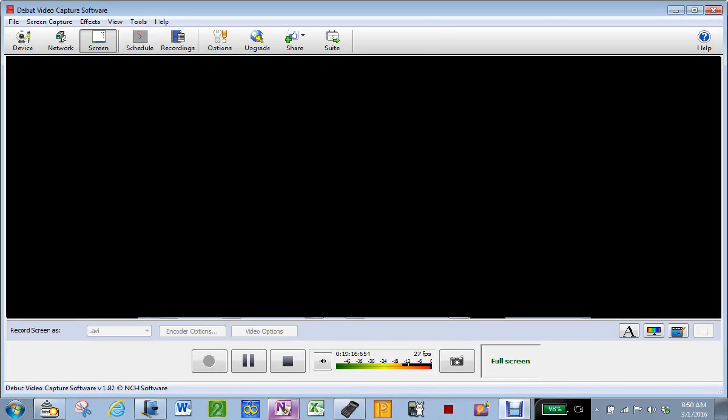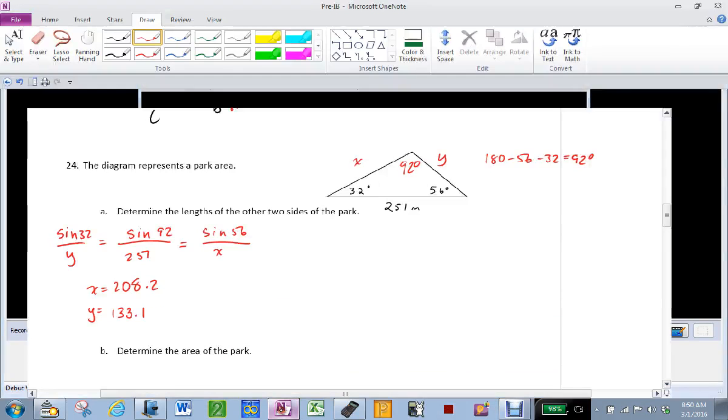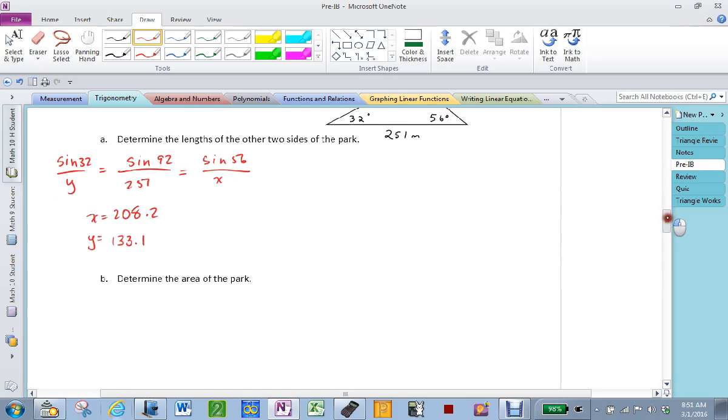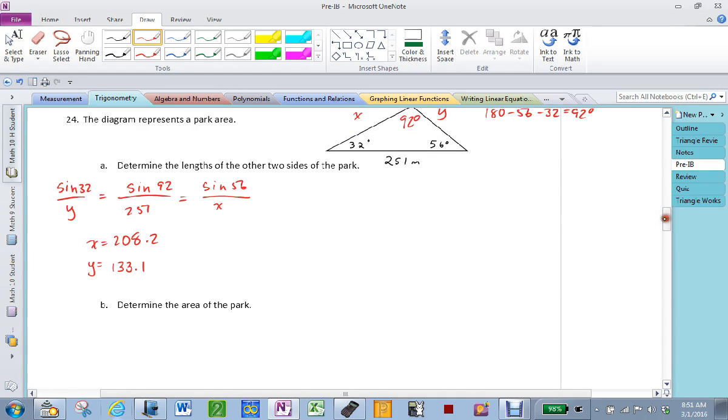Yep, and absolutely correct: 133.1 and 208.2. Super awesome, hey? Trig sine law is so great. It's like your best friend. Yes, right? I know. Now, how did you do the area?